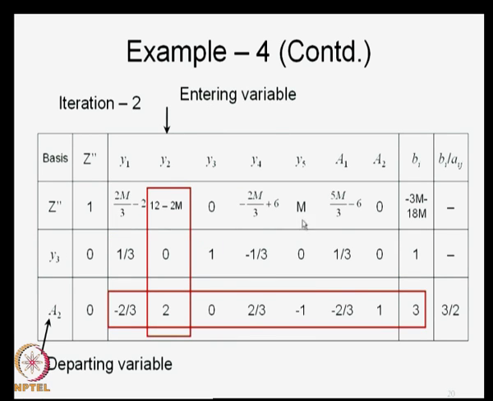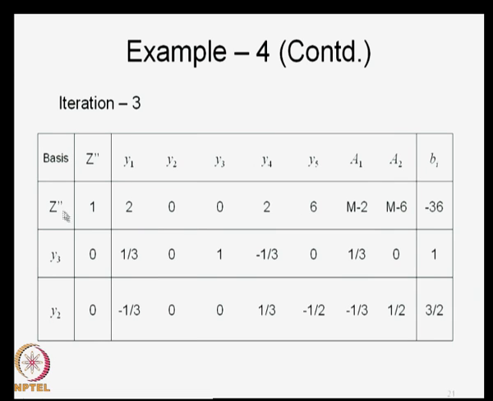Again, look at the z coefficients. This is still not optimal because there are 2 coefficients which are negative, and therefore, you choose whichever among the 2 has the higher negative coefficient, and it turns out to be y 2. So, y 2 becomes the entering variable, a 2 becomes the departing variable. So, the next basis will consist of y 3 and y 2. Now, you look at the z row. All these coefficients are non-negative, and therefore, this becomes the optimal solution, and z dash is equal to minus 36.